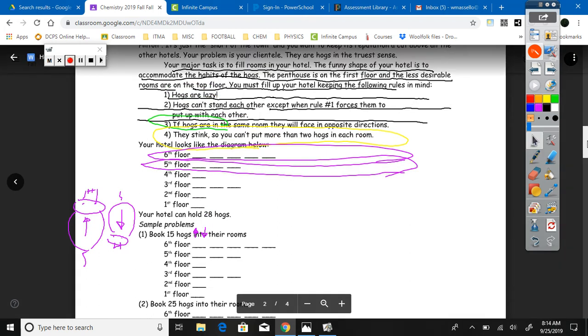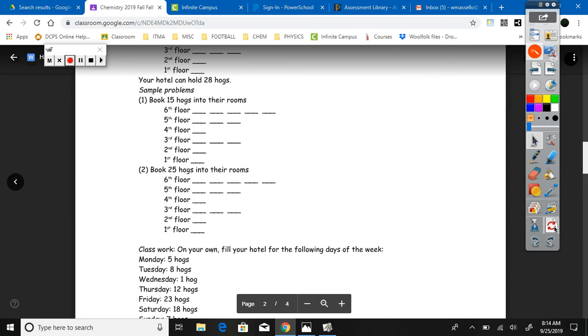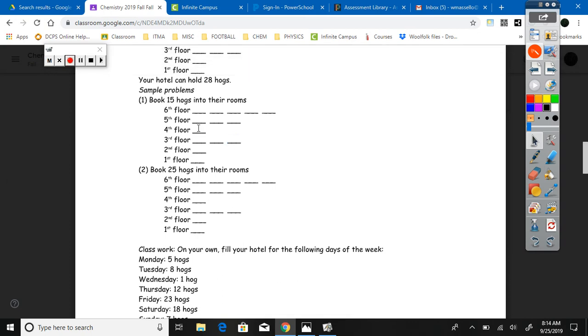What I want you to do in your little notebook there is copy this hotel exactly the way it's done. I want you to put first floor, second floor, third floor has 3 rooms, fourth floor has 1, fifth floor has 3 rooms, sixth floor has 5 rooms. That looks kind of vaguely familiar. 135. Where have we seen 135 before? The shapes? Oh my God, you're exactly right. Are you saying we're learning about the shapes? We are? Oh, wow. So we're going to put 15 hogs in their rooms, using our rules.